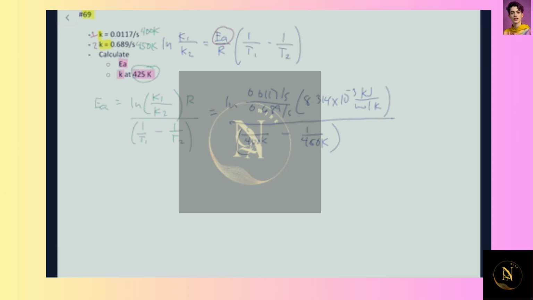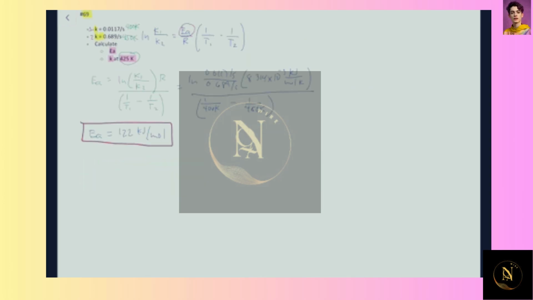Now all we need to do is plug those numbers into a calculator, and that should give us 122. So EA equals 122 kilojoules per mole. That's part A, and I made our screen smaller here just to make sure we have enough space.